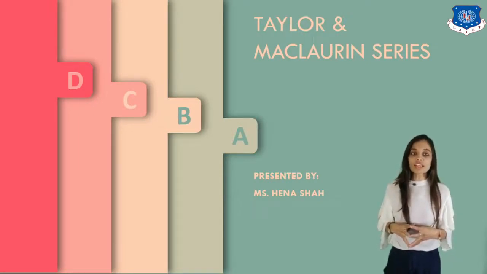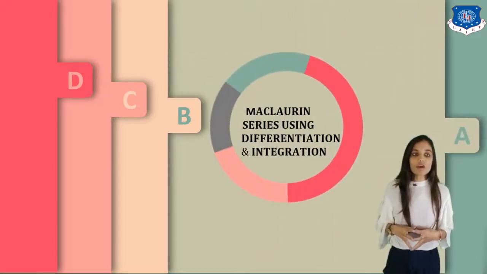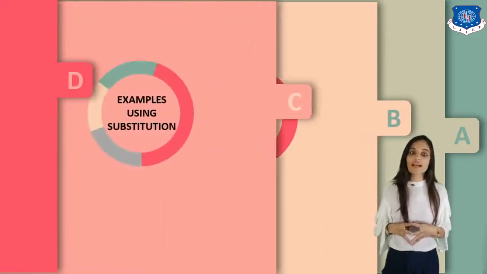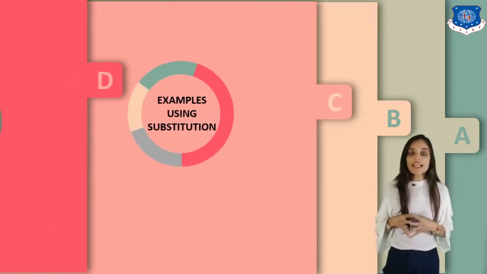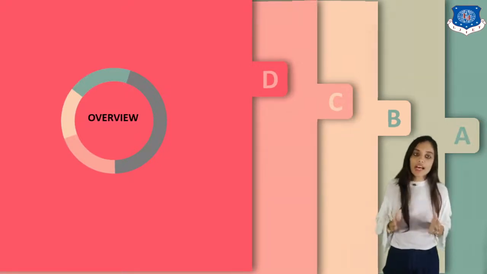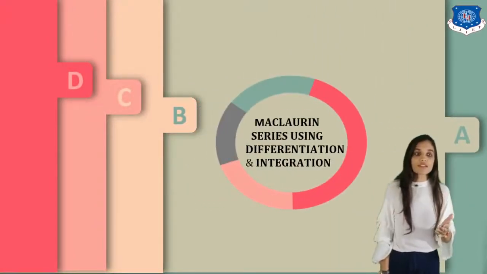Today we are going to study the following topics. So let's have a glance at the topics. The first topic is Maclaurin series using differentiation and integration. Using this topic we are going to solve a few examples. Next we are going to solve a few examples using substitution, and lastly I will give you an overview of all the topics of Taylor and Maclaurin series. So now let us begin with the first topic, that is Maclaurin series using differentiation and integration.